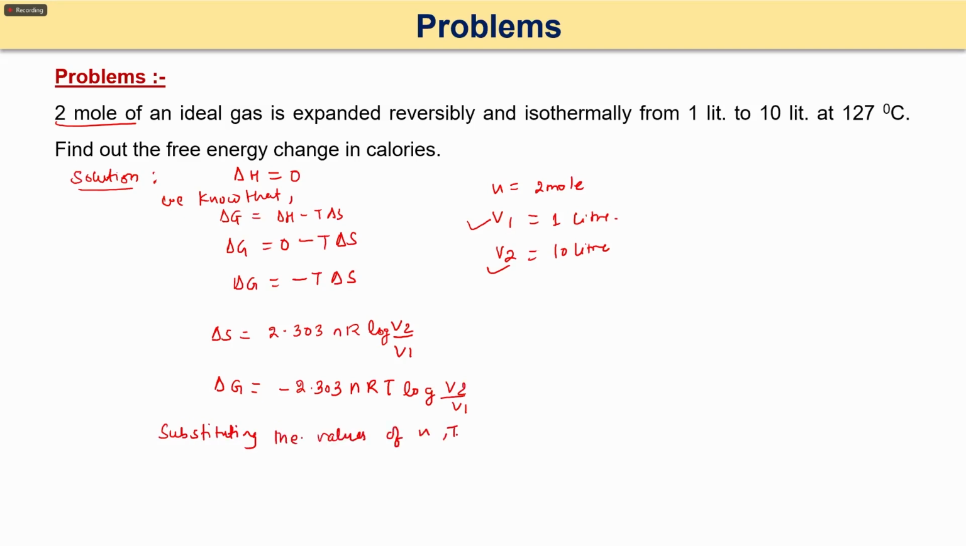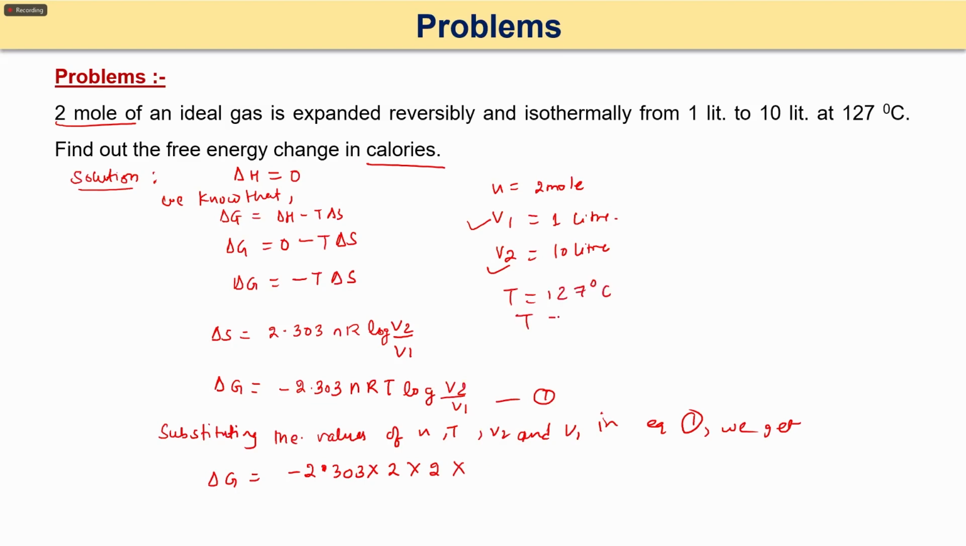Substituting the values of N, T, V2 and V1 in the equation, let us say 1, we will get delta G equal to minus 2.303 N R T log V2 by V1. N is your 2. And we are asked to calculate it in calories. So in calories, your R has a value of 2. Temperature is given as 127 degrees Celsius. If you convert this to Kelvin, you will get 400 Kelvin. So your temperature is 400 Kelvin, into log of V2, which is 10, by V1, which is 1.